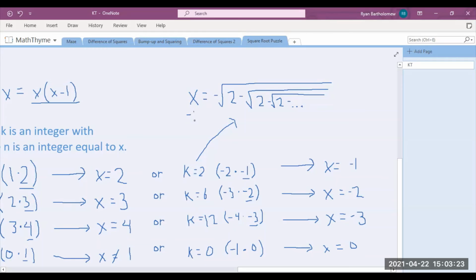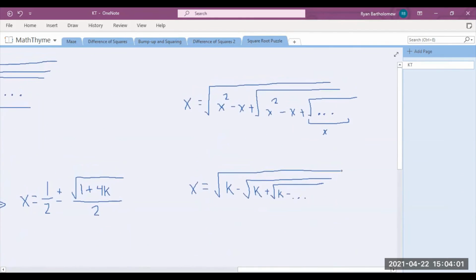So right here, the answer to this would be -1. And so on. So k is 6. That's the product of -3 and -2. X will be -2. K equals 12. That's the product of -4 and -3. X will be -3. And finally, k equals 0, that's the product of -1 and 0, and x will be 0, as it should be. And so if we did 0 is equal to the negative square root of 0 minus the square root of 0, and so on, then it'll be equal to 0, and that's the side that works.